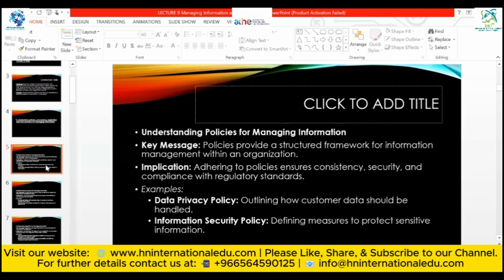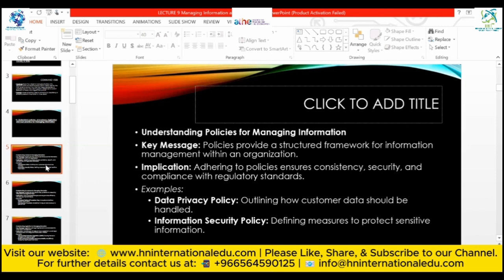Policies provide a structured framework for information management within an organization. Adhering to the policies ensures consistency, security, and compliance with regulatory standards. Obviously, when you make policies or even a policy in an organization, even a corporate industry or market, there are certain things which are attached to it, or strings. The correct word is strings.